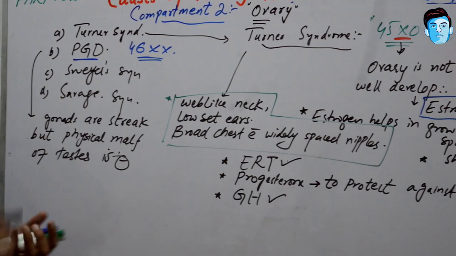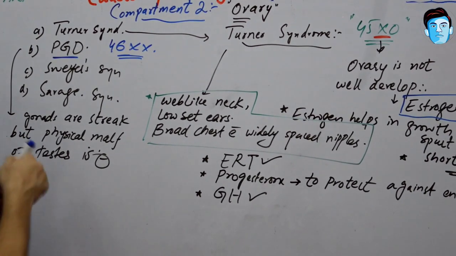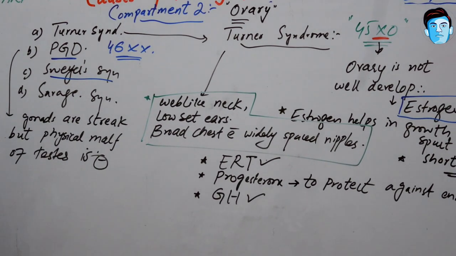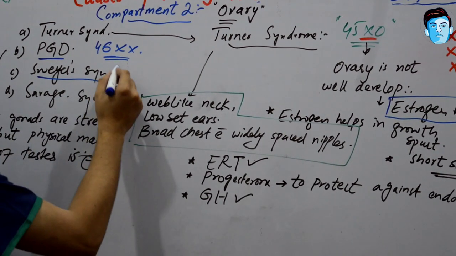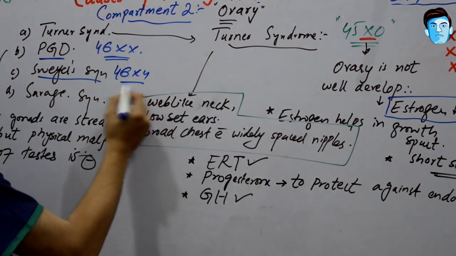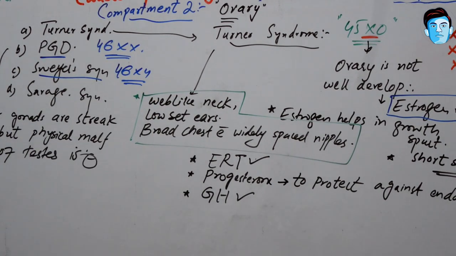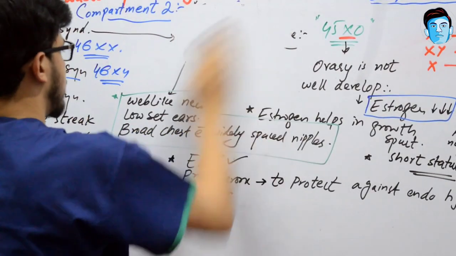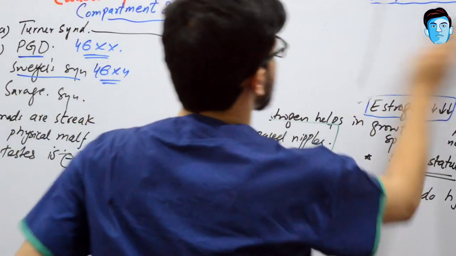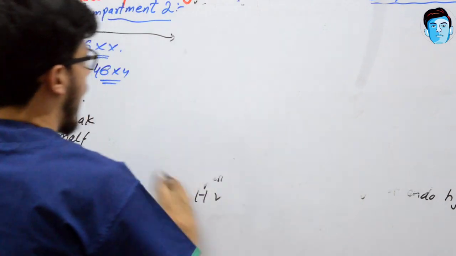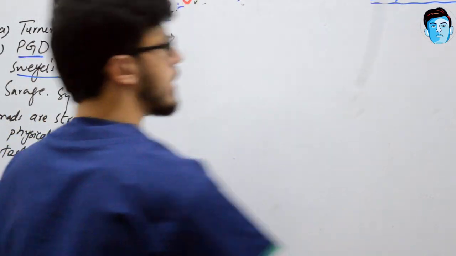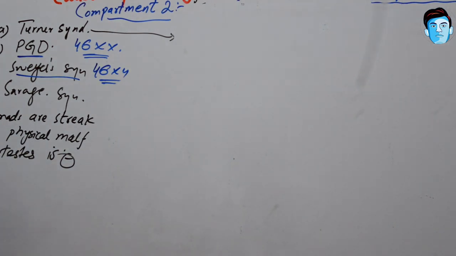Another condition is called Swyer syndrome. So what is Swyer syndrome? What is the chromosome number in Swyer syndrome? It is 46XY. The genotype is 46XY, and actually it is a male counterpart.